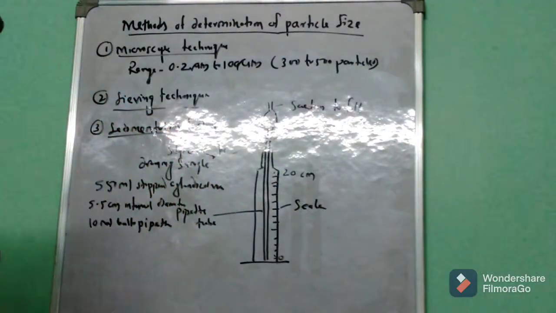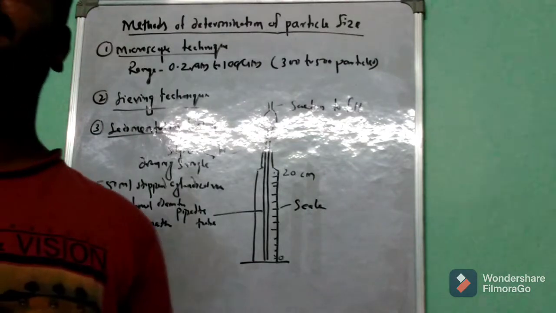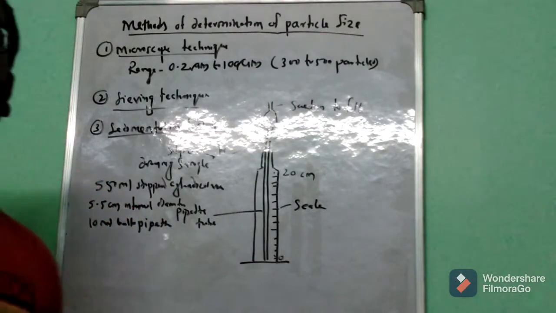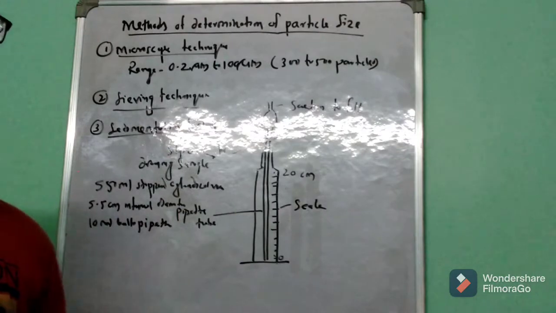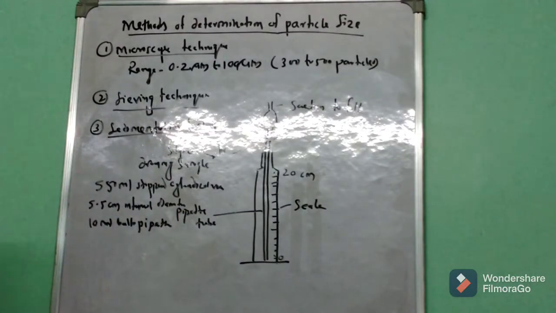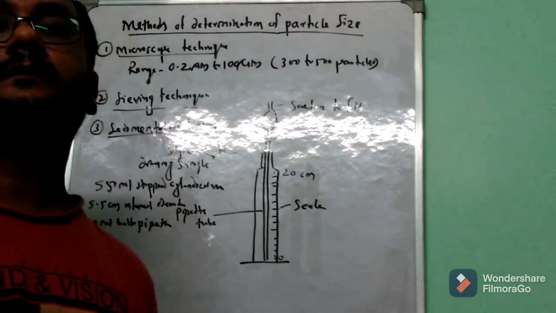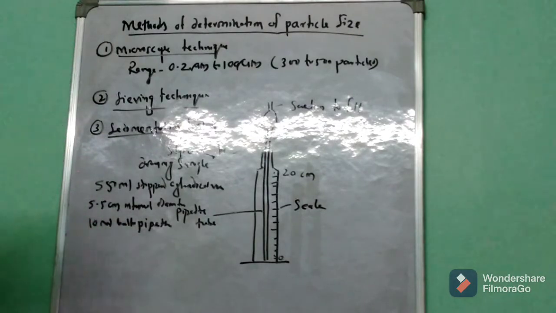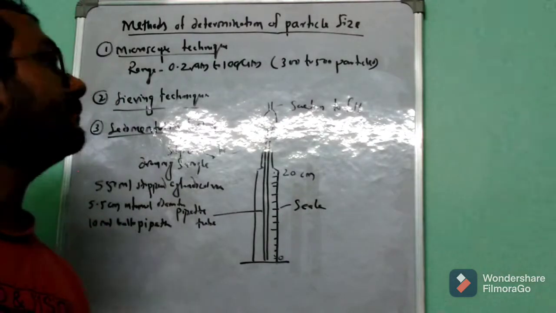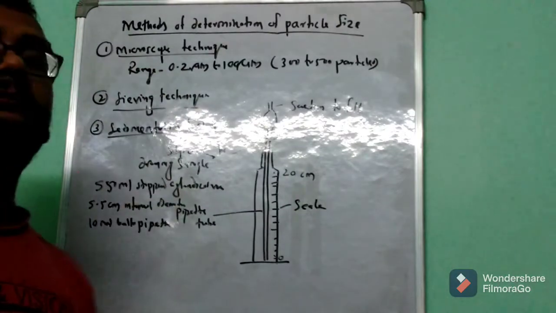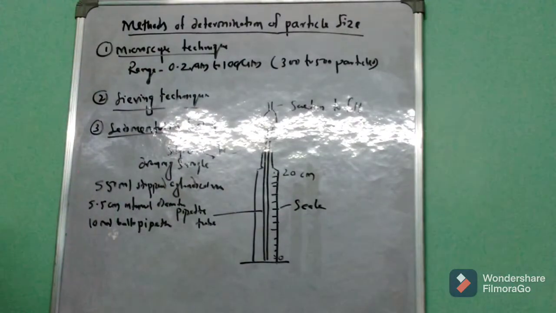Good morning, students. Today we are going to start the methods of determination of particle size: how to determine the particle size of different types of dosage forms. Generally, three techniques are used for the determination of particle size: the microscopic technique, the sieving technique, and the sedimentation technique. Today we'll discuss them one by one.